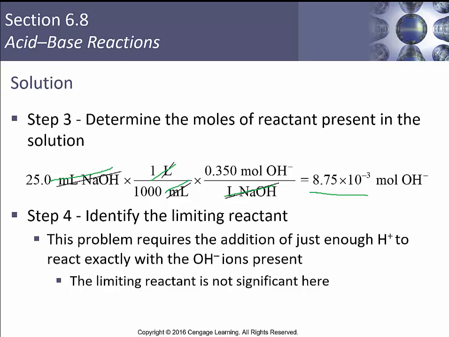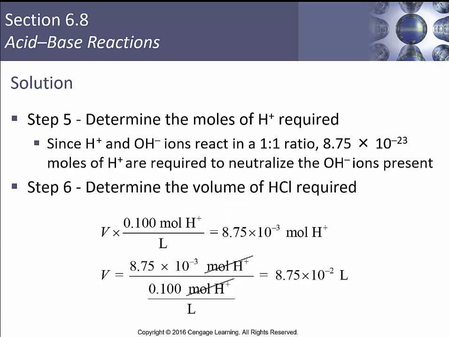All right? To figure out the moles of H+ required, since the H+ and OH- ions are going to be in a 1-to-1 ratio, 8.75 times 10 to the minus third moles of H+ are required to neutralize the hydroxide ions that are present. So then we got to figure out the volume. So our volume times 0.1 moles per liter is going to equal 8.75 times 10 to the minus third moles. Rearranging that, we're going to take our moles, we'll divide it by our concentration, and we'll end up with 8.75 times 10 to the minus 2 liters, or 87.5 milliliters.